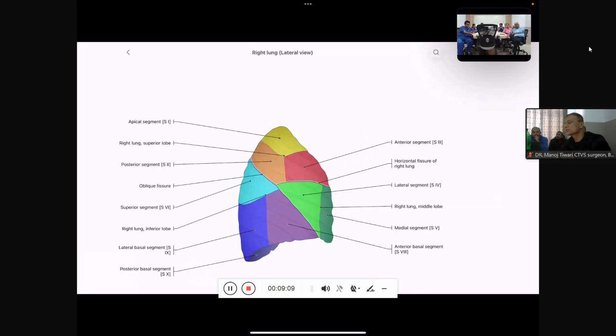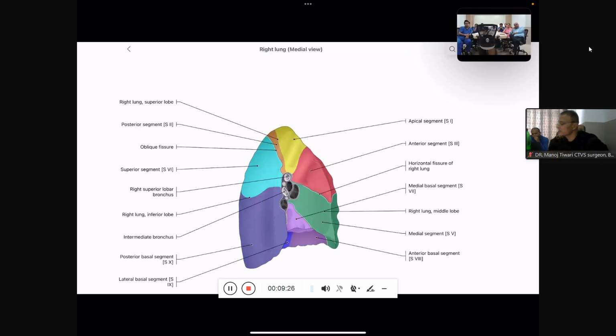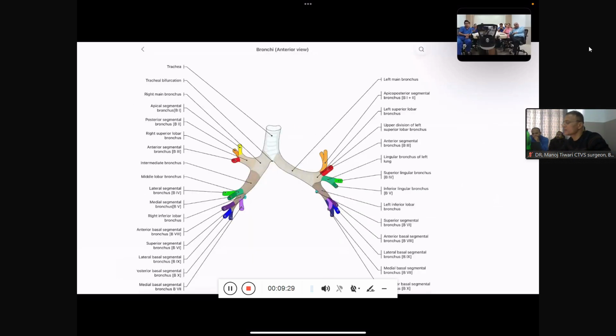Definitely, this is the surface landmark, and it is very important for us surgeons, because we operate in the lateral position. So we should have a precise impression of where the segments are located: this is S3, this is S1, this is S2, etc. Similarly, from the medial side, this is the bronchial division. I will not go into detail because everybody should know this. The only thing is that the right main bronchus is shorter than the left. Generally, the right main bronchus is about 1.5 to 2 centimeters in length, whereas the left main bronchus is about 4 centimeters. That's the only difference.